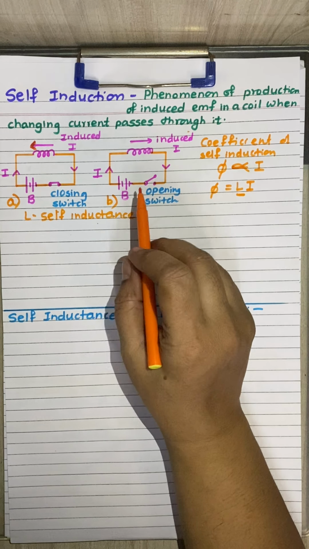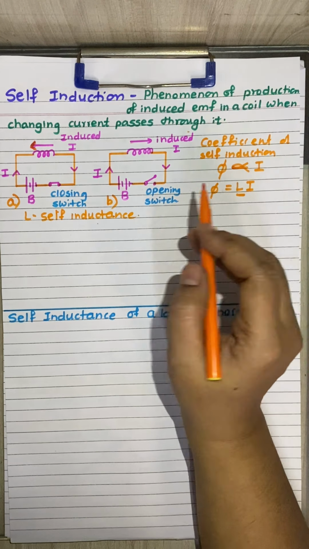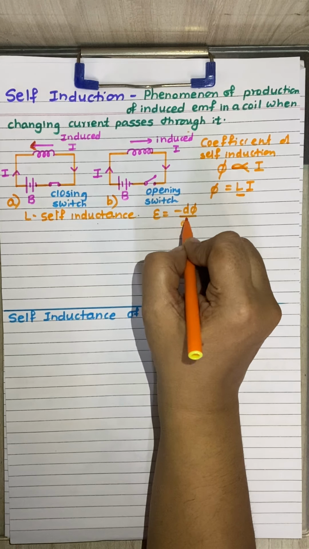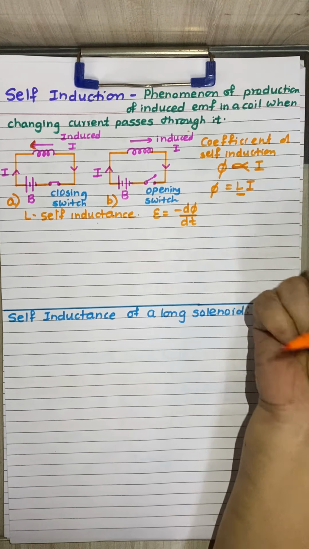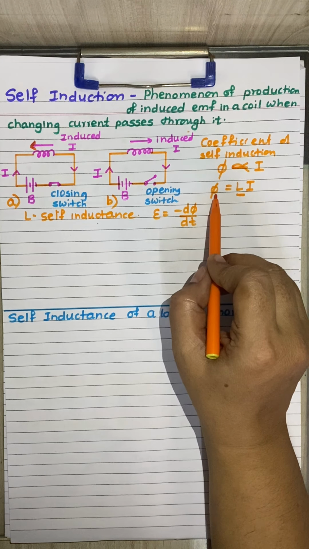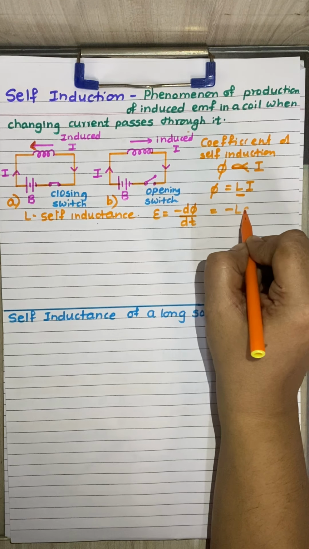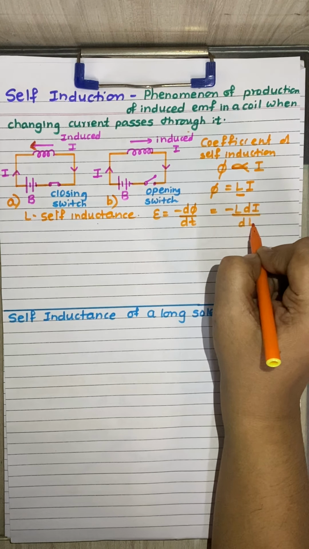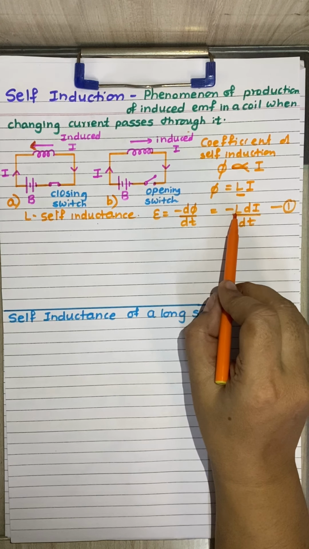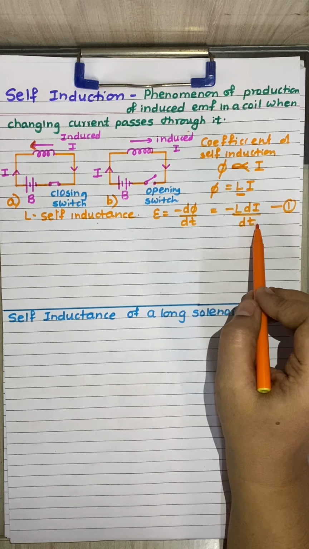Okay, now any change in the current sets up the induced EMF in the coil. We have studied that, and therefore we know that E is equal to minus d phi by dt. We have studied Faraday's law and Lenz's law, and by that we have produced this equation E is equal to minus d phi by dt. Now we know that phi is equal to L into I. So we have minus L di by dt. Okay, so we can say that this is the equation in terms of the self-inductance. So induced EMF E is equal to minus L di by dt.